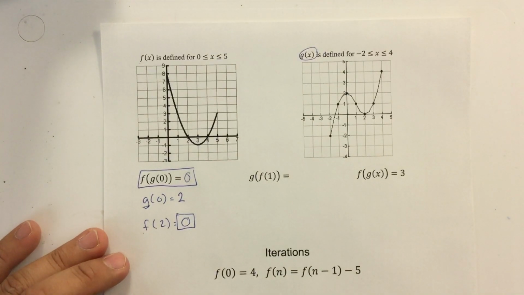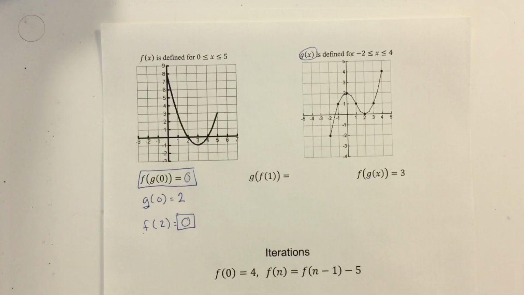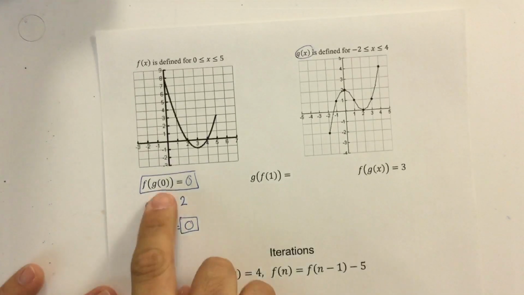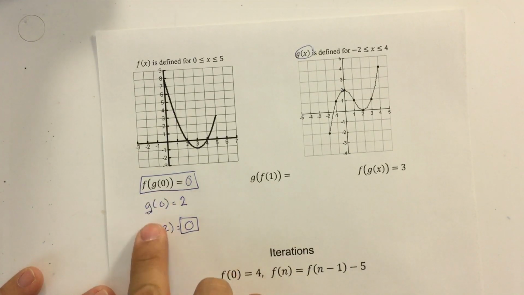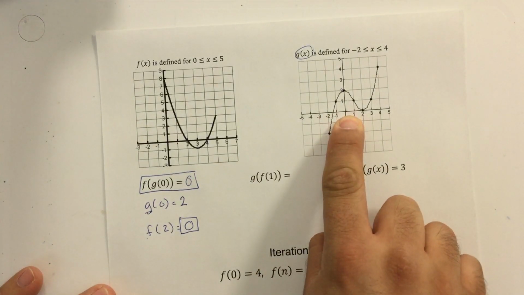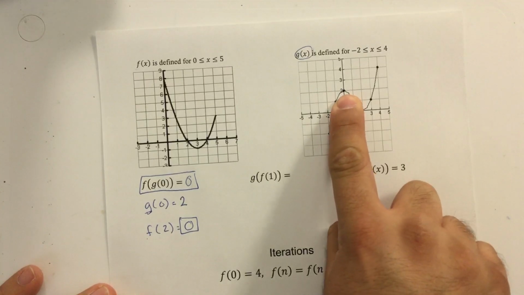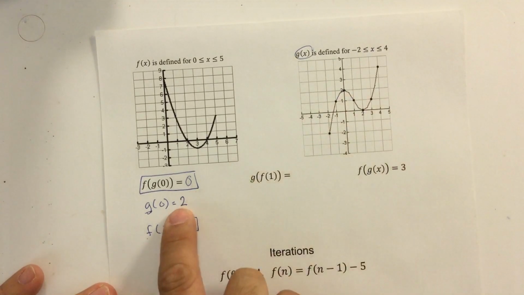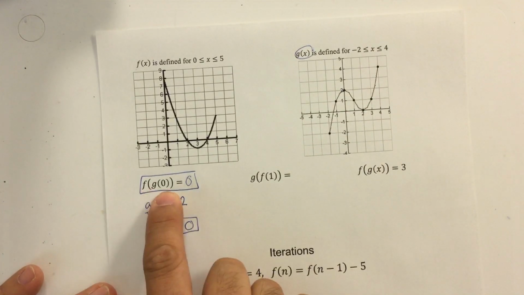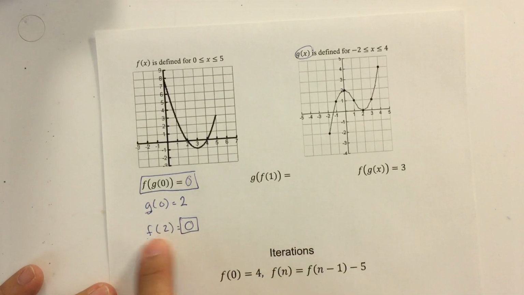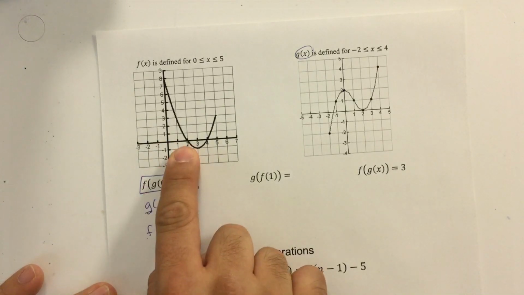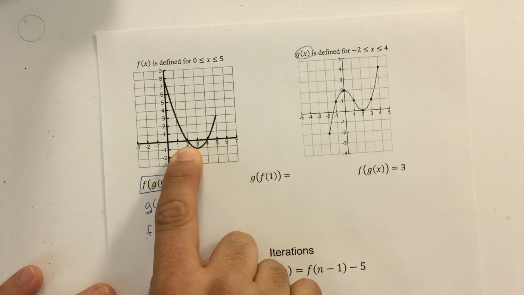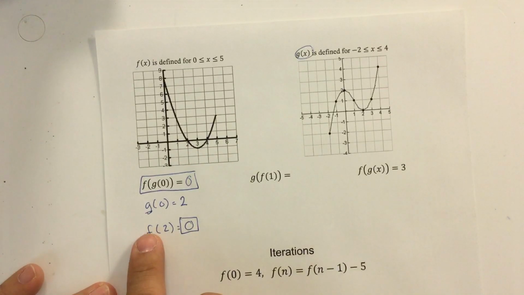Questions on how I did that? How did I do that? Okay. So you agree it's g of 0. So I go to g of 0. 0 is right here on the g graph. I go up. It hits, what's the y value? 2. So we now know g of 0 is 2. So instead of saying f of g of 0, I changed g of 0 to the 2. So now I have f of 2. Go to f of 2. The y value for 2 is 0. So therefore, f of g of 0 is 0.